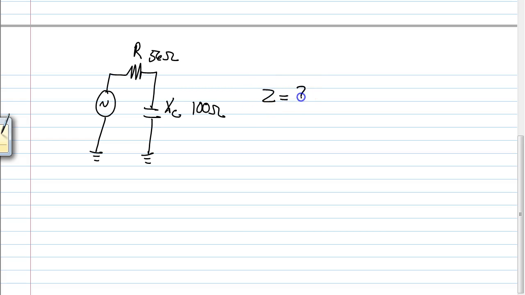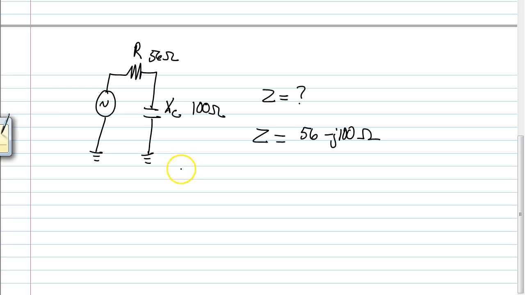What's Z going to be equal to here? The formula for calculating Z is very simple. You can simply write it in rectangular form if you'd like. You just take the real part, which is 56, and then you add the non-real part. 100 ohms of X_C is negative j100, followed by ohms. So it's 56 minus j100 ohms. That's exactly how we write that.